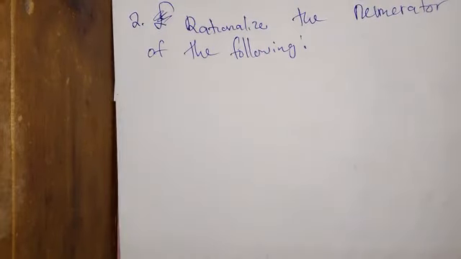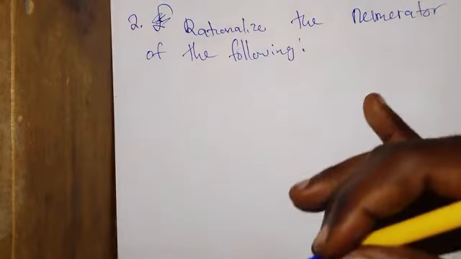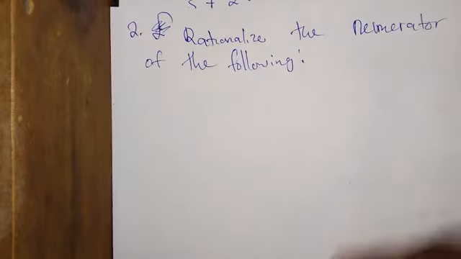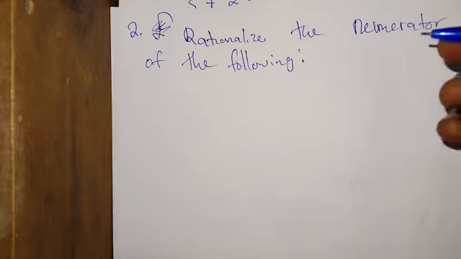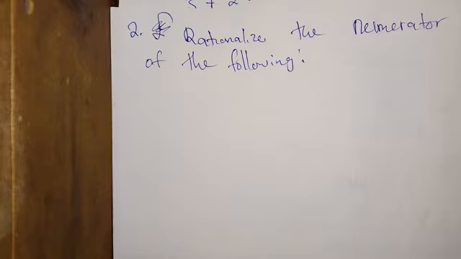So rationalize the numerator. In the previous one, we were rationalizing the denominator. The same concept is being applied. The only difference here is that in the previous question 1, we were rationalizing the denominator, and here we'll be rationalizing the numerator. It means we make sure that the numerator should not have a radical. In the previous example, we made sure that the denominator should not have a radical.